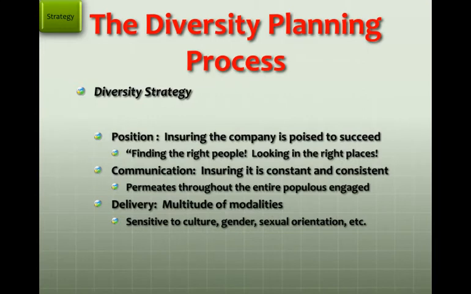When we look at strategy in the diversity planning process, our position, ensuring the company is poised to succeed, is important. And here I make a quote: finding the right people, looking in the right places. So we've got to be able to look for people based upon their strength and not discriminate against them based upon their ethnicity, their gender, sexual orientation. And we've got to be able to build and look at the advantages of diversity and having a diverse strategy that's in lockstep with our business plan. And also understand that people bring something to the table. It's our job from a positioning standpoint to figure out what that strength is and then leverage that to the company's benefit.